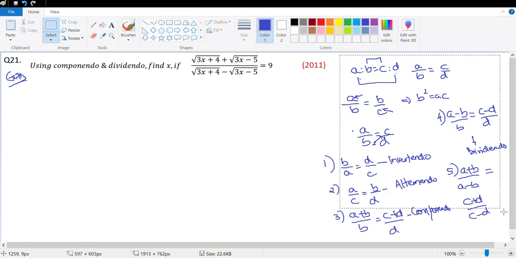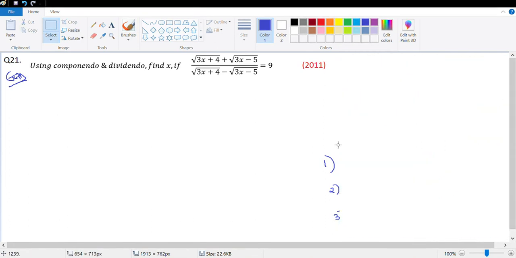Let's go ahead and solve the remaining questions of this exercise. So the first question of this video is question number 21. It says using componendo and dividendo, find the value of x if what's given is there.